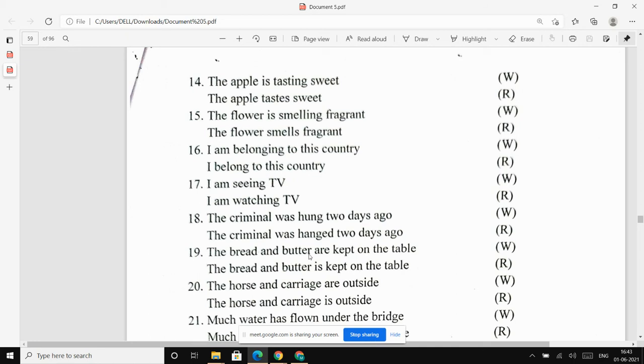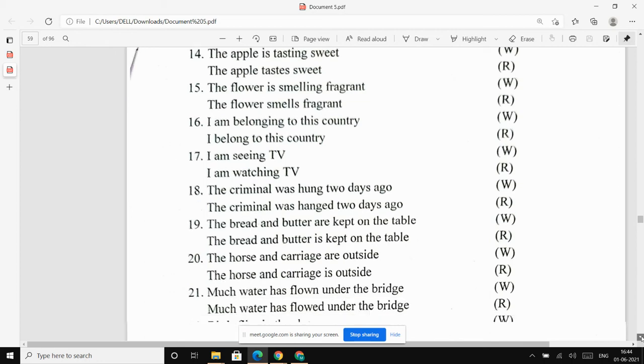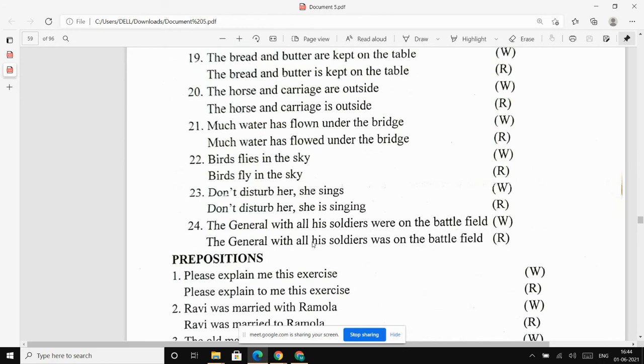Then the bread and butter are kept on the table. The bread and butter is kept on the table. So bread and butter is taken as a single unit, so it takes a singular verb is. Okay, the horse and carriage are outside. The horse and carriage is outside. Okay, birds flies in the sky. Birds fly in the sky. Don't disturb her, she sings. Don't disturb her, she is singing.